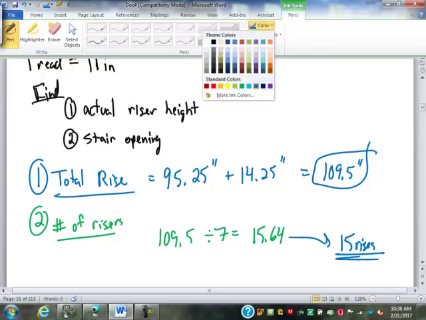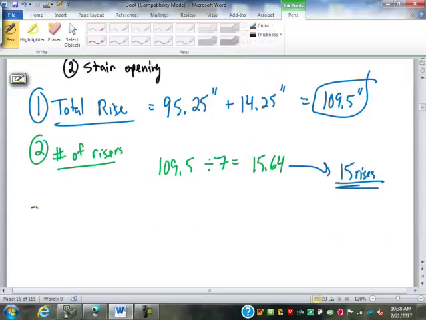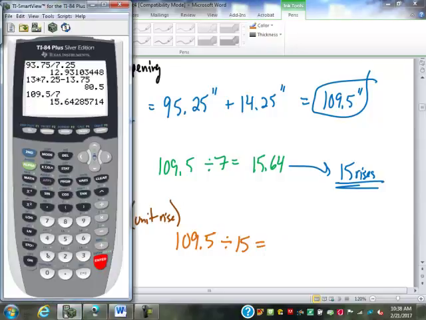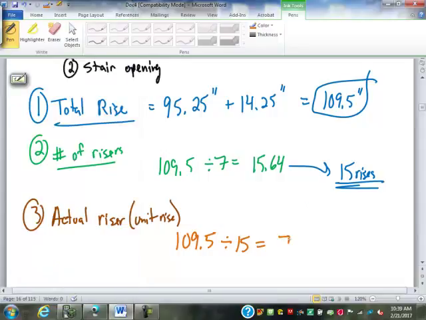Step 3. Find the actual riser or unit rise. How do we do that? Take our total rise, 109.5 divided by 15 rises. That's 7.3, which is 7 inches. 0.3 times 16 is 4.8, so that's 5/16.